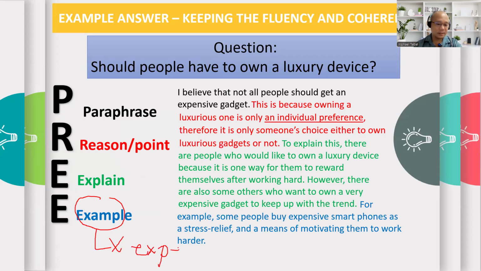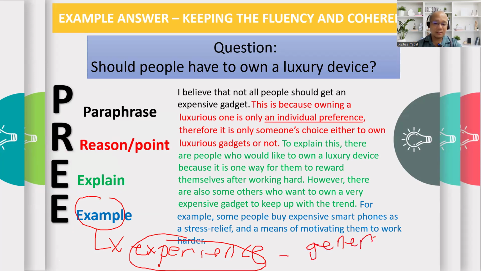Okay, so again, the example that one has to give here should not be that of personal experience, but it should be that of a generally observed experience. Generally observed experience means most people know this experience. So never give a personal experience; rather, give a generally observed experience.